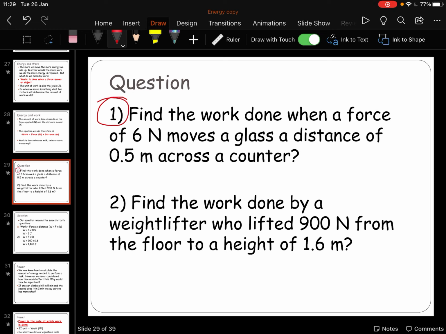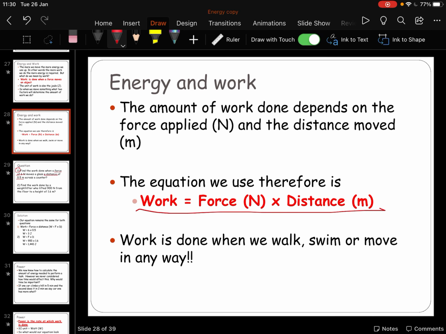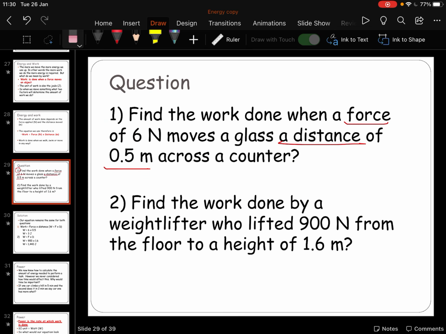So the first question to try and answer is: find the work done when a force of 6 newtons moves a glass a distance of 0.5 meters across the counter. Take that down and then try and answer it. Take down your information: a force of 6 newtons, a distance of 0.5. Force times distance, you see? That's all it is. What answer do you get for that? Now, obviously pause the video, guys, so you hopefully have that done.